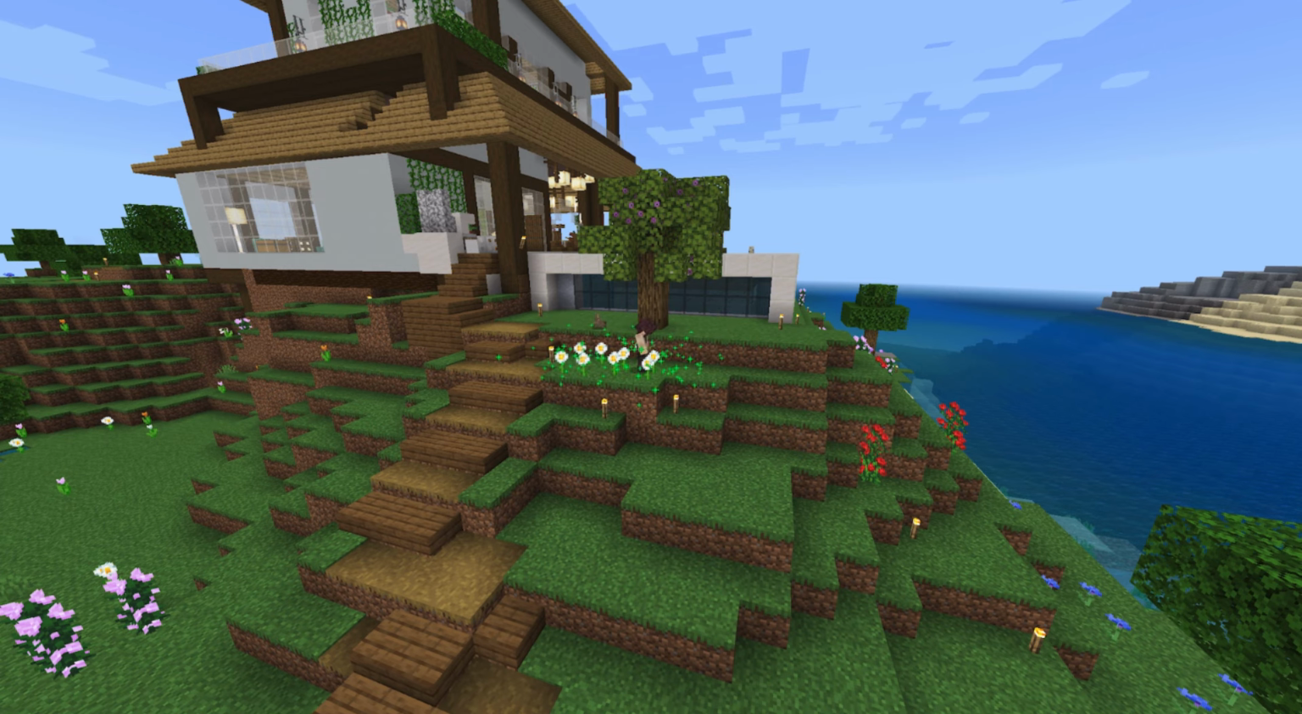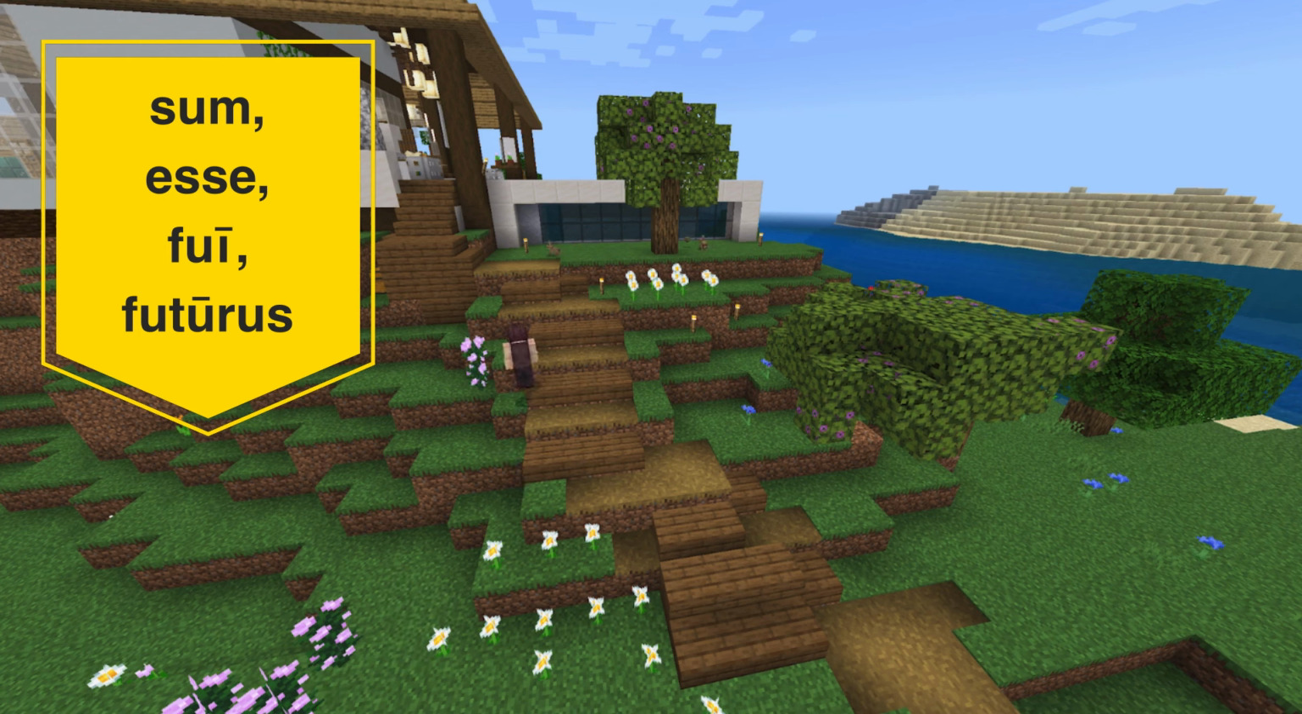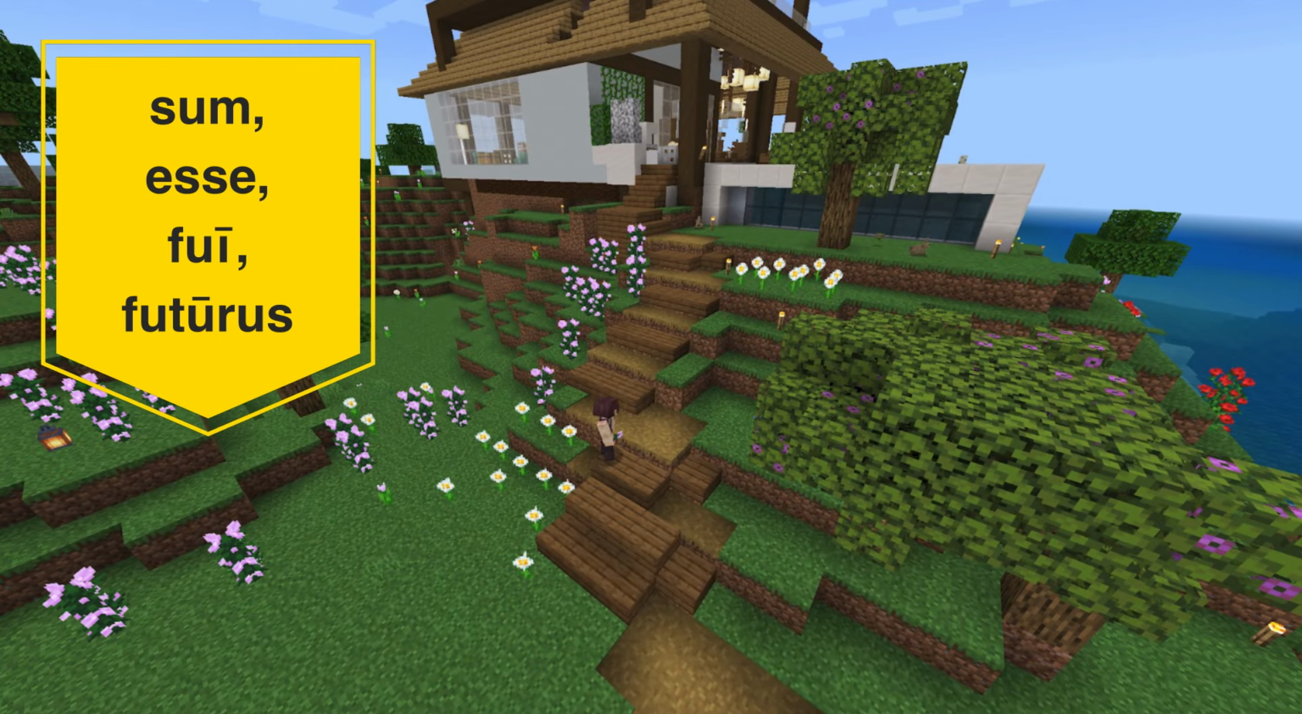Now you're going to learn a lot of the rest of the forms of sum, and for that, you need to learn the 4 principal parts. So, the 4 principal parts of sum are sum, esse, fui, futurus. Doesn't seem too bad, right?